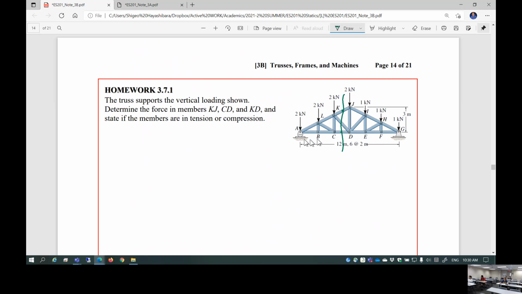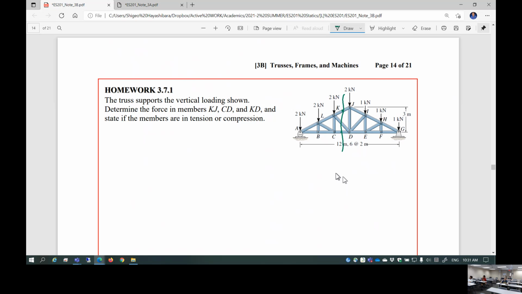Then you can either choose this segment or that segment, either way. But the important thing is that's the single free body diagram. Three equations, but you solve it for 3 unknowns. Go ahead. Underneath it says 12 meters, comma 6 at 2 meters.